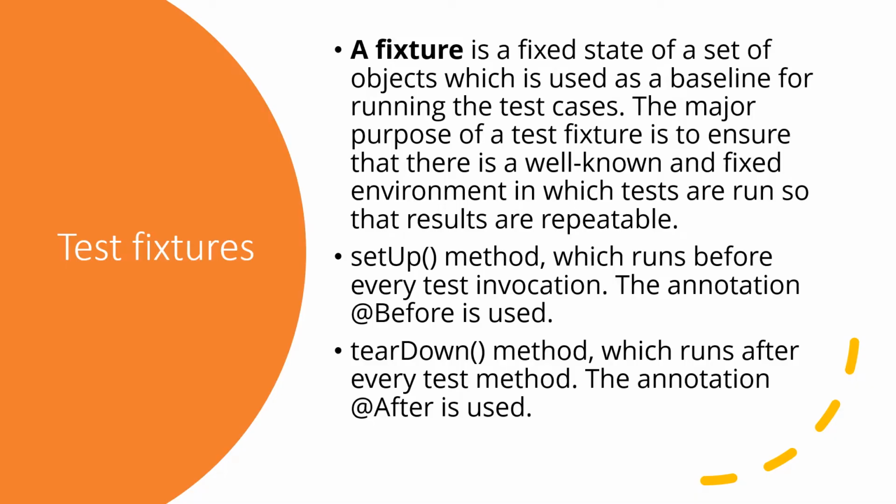This is the first feature, which is the test fixture. So what is a fixture? A fixture is a fixed state of a set of objects which is used as a baseline for running the test cases. The major purpose of a test fixture is to ensure that there is a well-known and fixed environment in which tests are run so that results are repeatable.